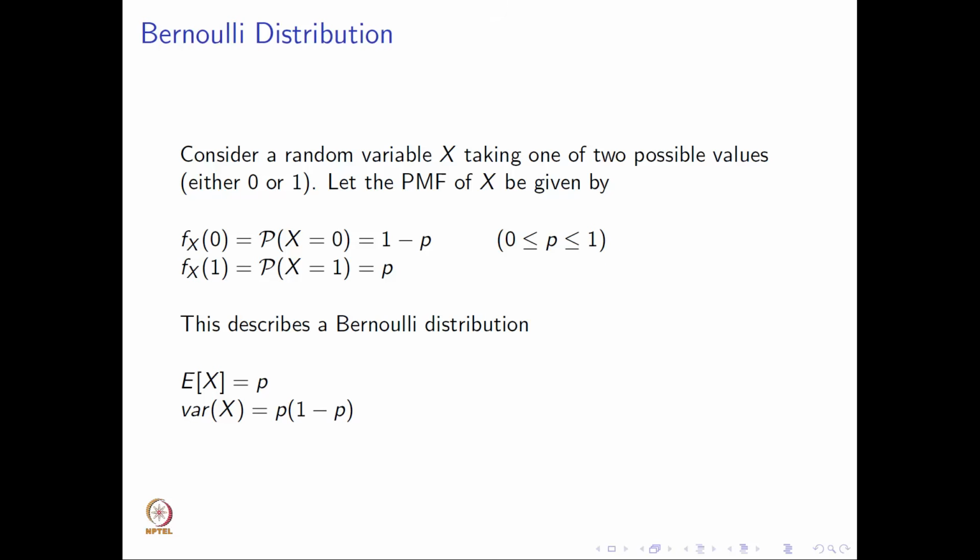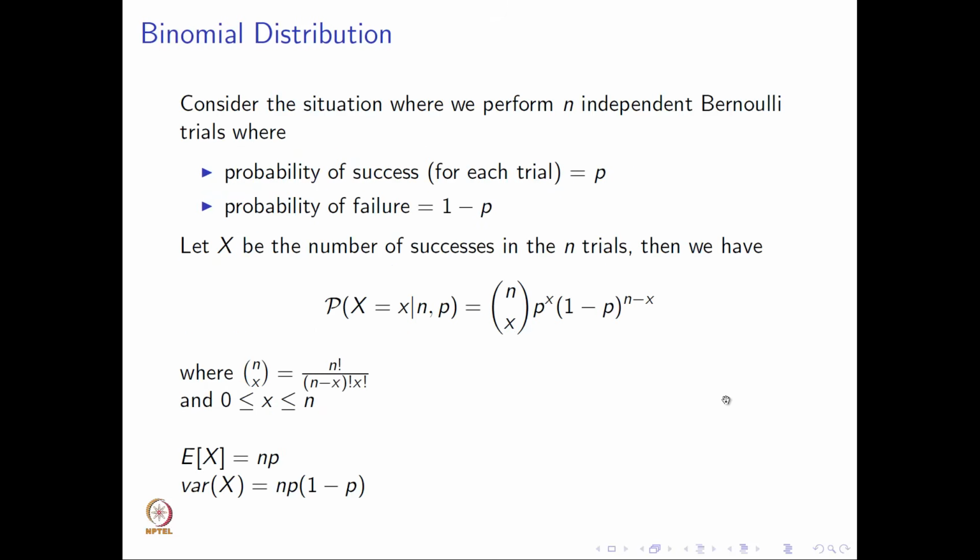The expectation of a random variable following the Bernoulli distribution is p, and the variance is p into 1 minus p. The Bernoulli distribution is very useful to characterize experiments which have a binary outcome, such as in tossing a coin we observe either heads or tails, or say in writing an exam we either pass or fail. Such experiments can be modeled using the Bernoulli distribution.